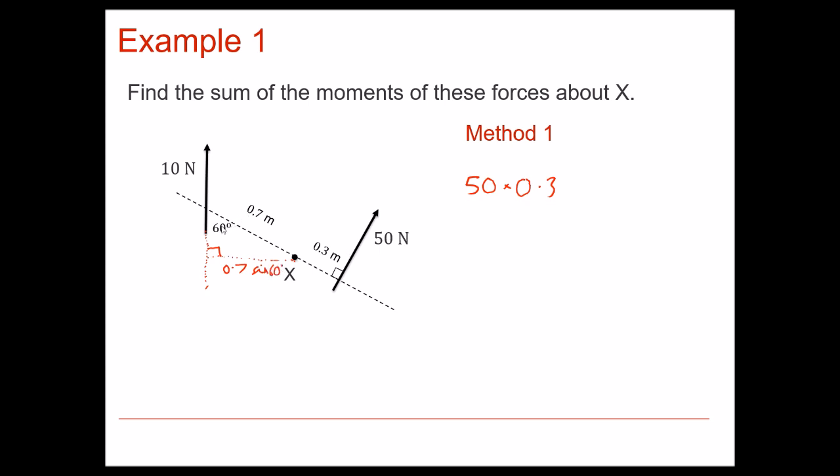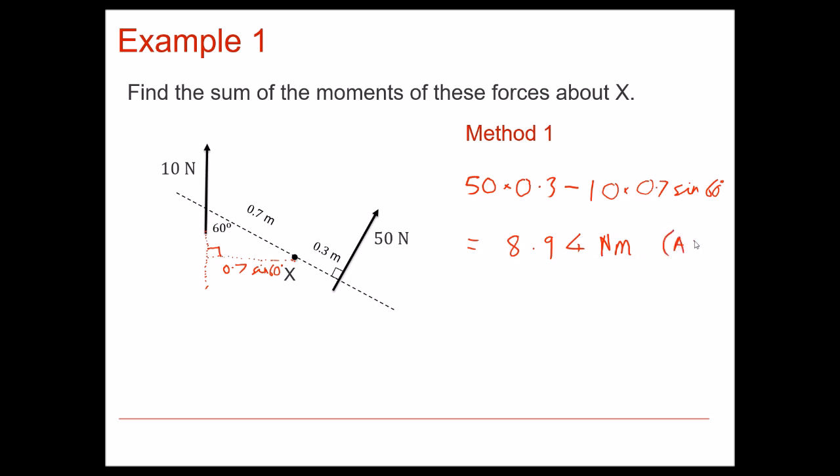Now the other thing to note here is that this force is trying to turn everything in a clockwise manner, so we're going to stick a negative sign in front of that as well. So we have 10, the size of the force, multiplied by the perpendicular distance, 0.7 sine 60, and that gives us an overall moment of 8.94 Newton meters.